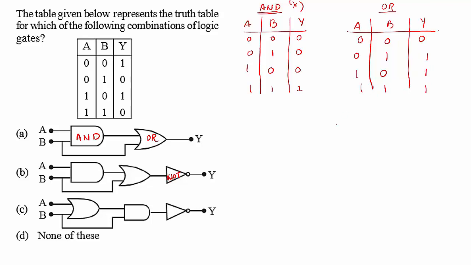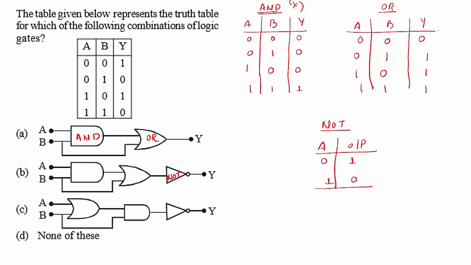Come to the NOT gate. For NOT gate, it is very easy. This is input and this is output. It is just like an inverse. Suppose input is 0, then the output we have to write is 1. Suppose input is 1, output should be 0. It is just an inverse. And I also showed you the symbols for all three gates.